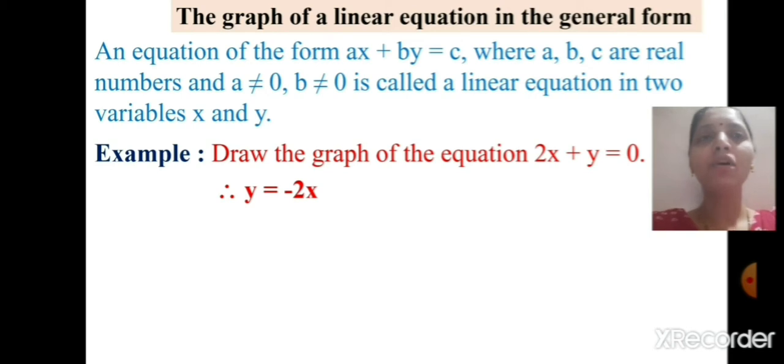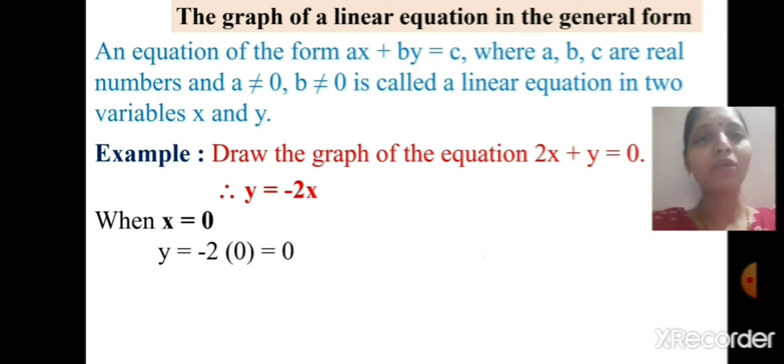Now what will we do? We will assume some values of x and find the corresponding values of y. First we consider x equals 0. What will be y? Substituting the value of x, y equals minus 2 into 0, which is equal to 0. Now let's take one more value of x. x equals 1. Then y equals minus 2 into 1, which is equal to minus 2.